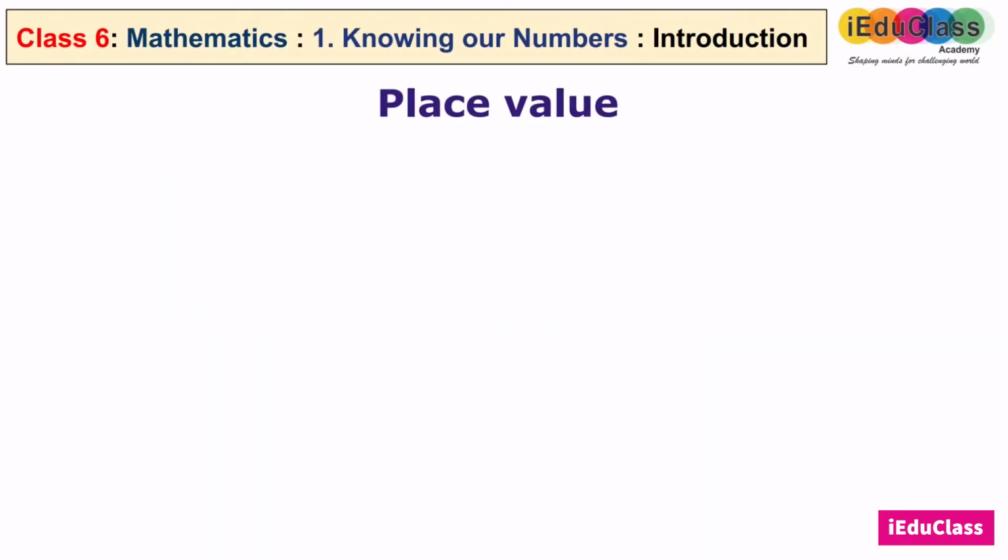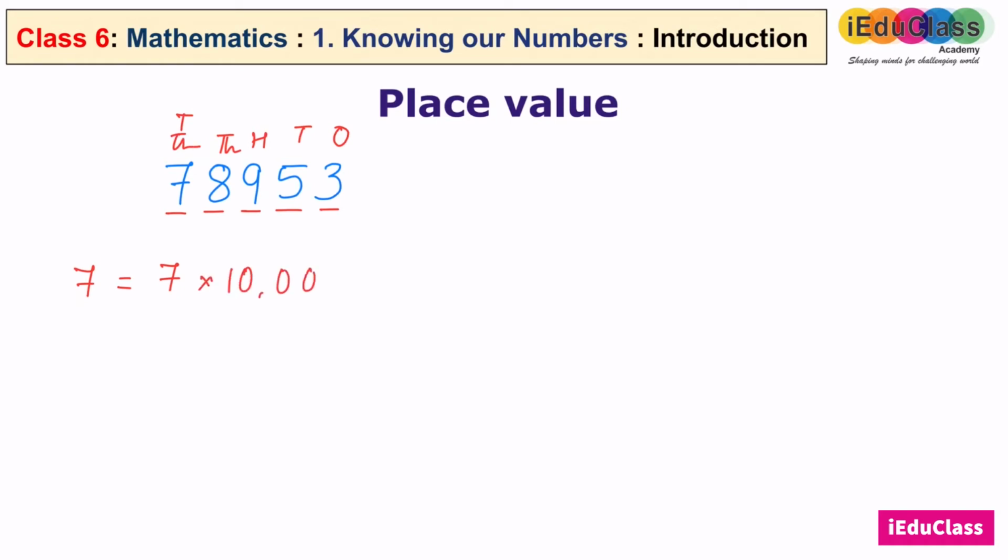Next topic is place value. Let me write a number, for example 78953. Okay, place value of 7. The place value of 7 means 7 ones, tens, 100, 1000 and 10,000. So 7 into 10,000 equals 70,000, which is the place value of 7.